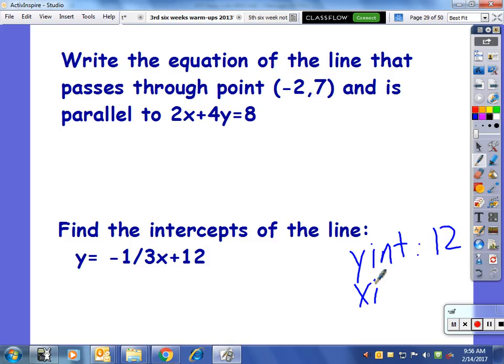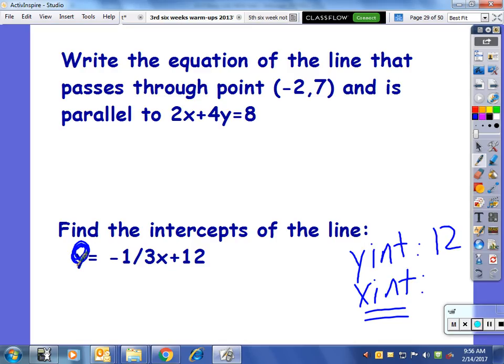Y-intercept is 12. X-intercept, for any function. If you want to find the x-intercept, that happens when the y value is a 0. So for any function, if you want to work it out mathematically, if you're trying to find the x-intercepts, take the y's out and put zeros in their place.